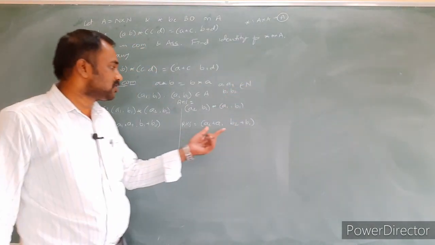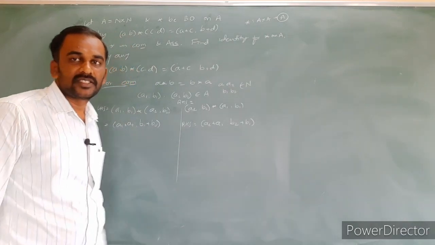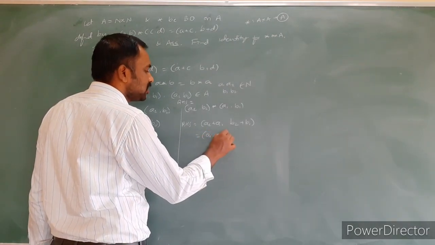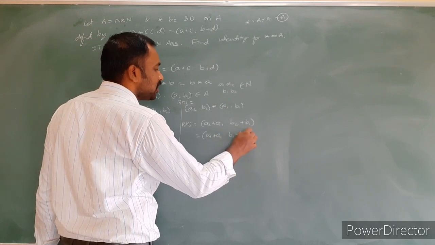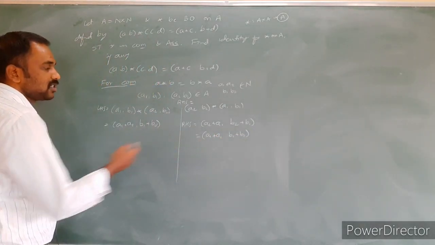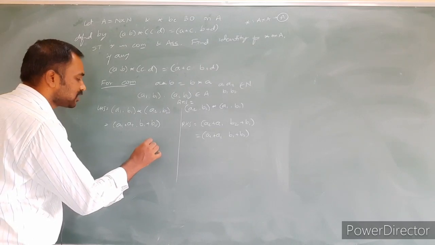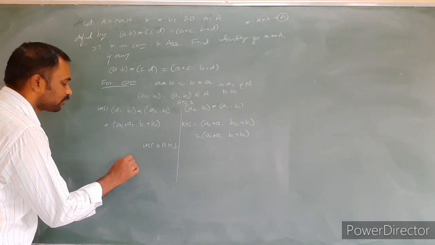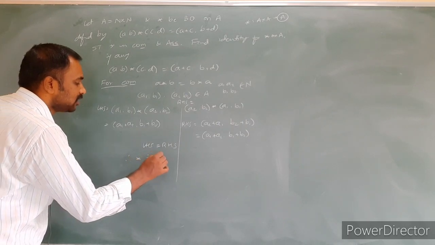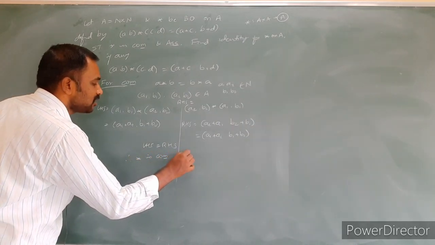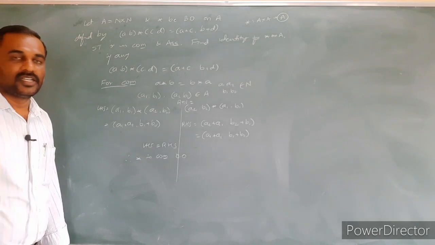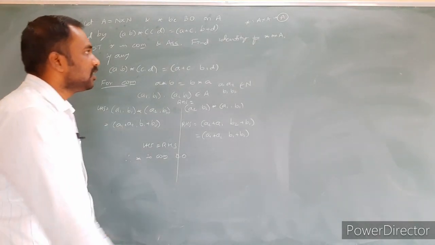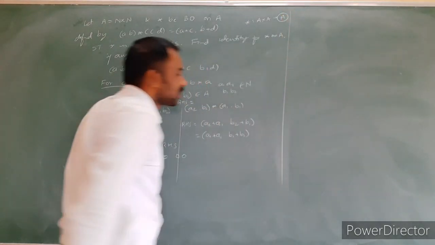On the set of natural numbers, commutativity is satisfied over addition. So we can write (a1 plus a2, b1 plus b2). Is LHS equal to RHS? Yes, obviously LHS is equal to the RHS. Therefore, star is a commutative binary operation. That's all.